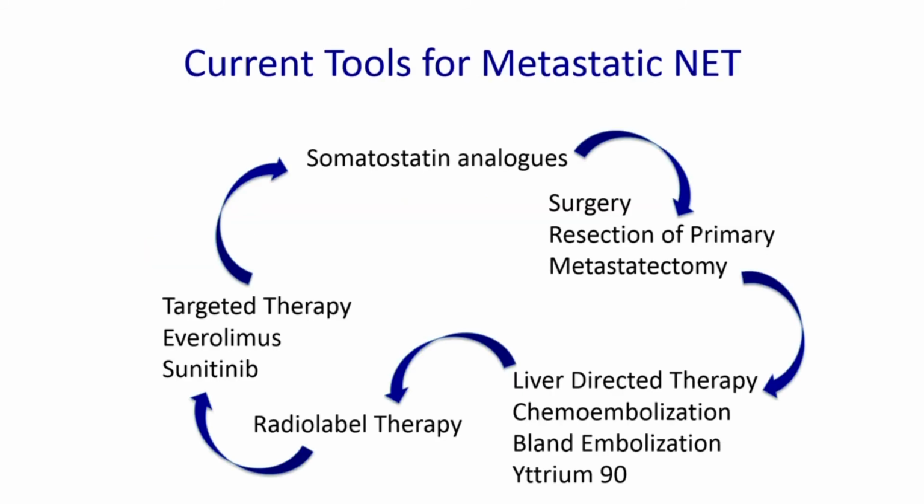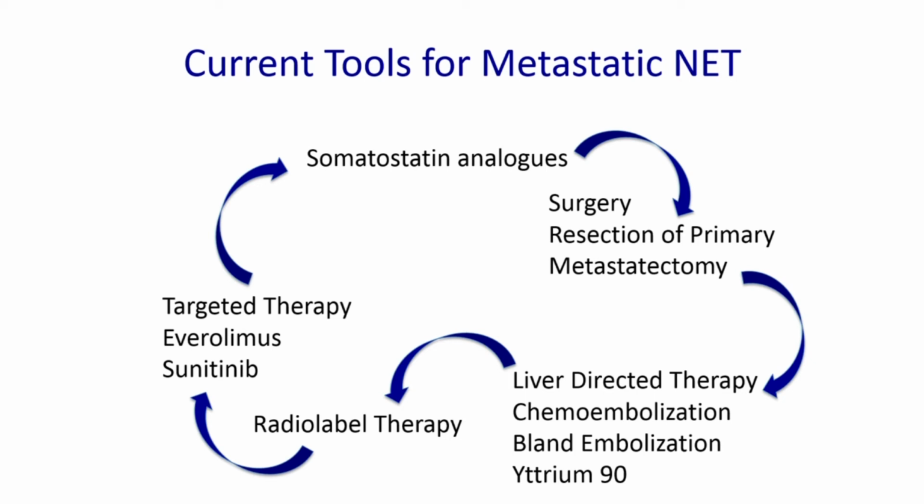So there's a lot of tools for patients with metastatic neuroendocrine tumors, and I'm going to start to touch on those now. Of course we have somatostatin analogs. They've been around now for about 30 years. We have good old-fashioned surgery. It's been around forever. And there's resection of the primary tumor, as well as metastectomy, or even so-called debulking procedures.